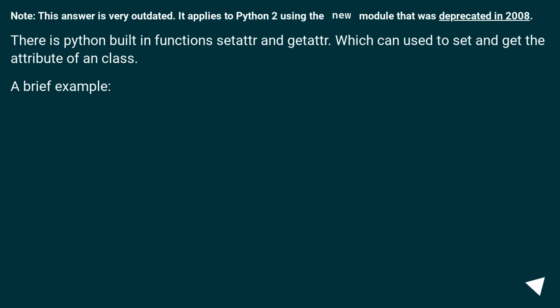Note, this answer is very outdated. It applies to Python 2 using the new module that was deprecated in 2008. There are Python built-in functions setattr and getattr, which can be used to set and get the attribute of a class. A brief example.